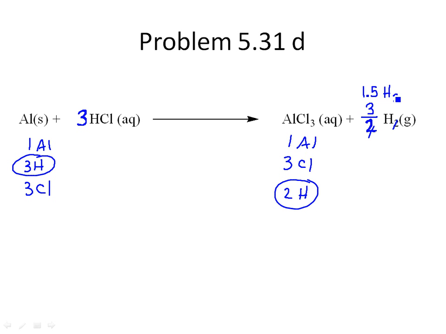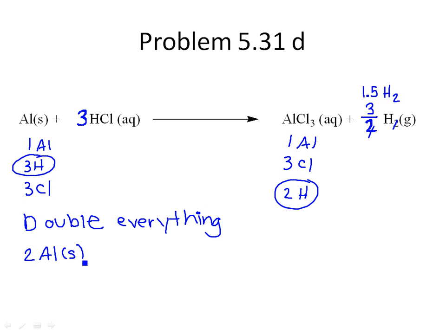But how your book accepts this is if you just go ahead and double everything, then you get your nice whole numbers. So we're going to double everything. So we have this fraction, and some books and some chemistry teachers accept the fraction. But we're going to go ahead and double it. So if we double, we only have 1 aluminum, so we're going to have to double that here. And if we double our 3, we get 6. If we double, we just have 1, so we have to double it.